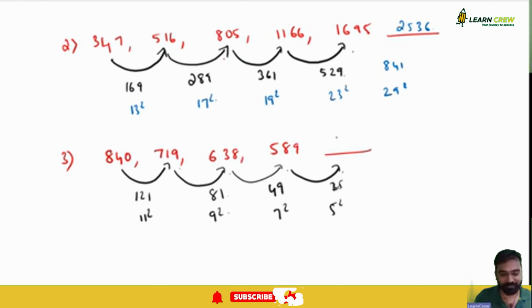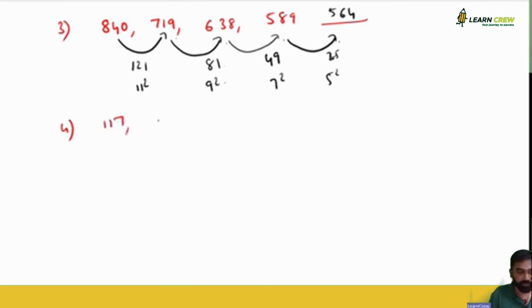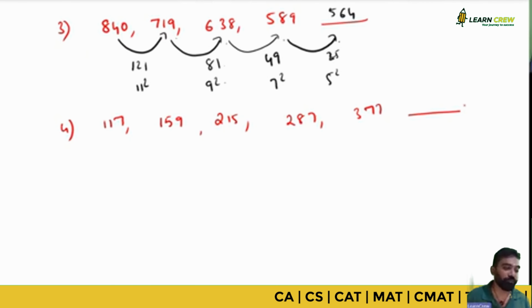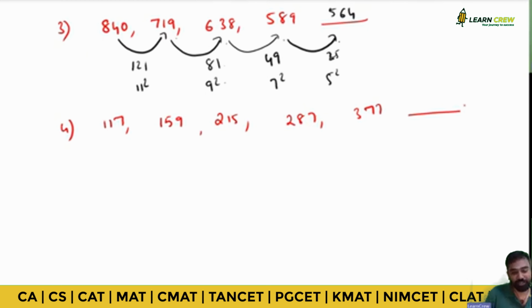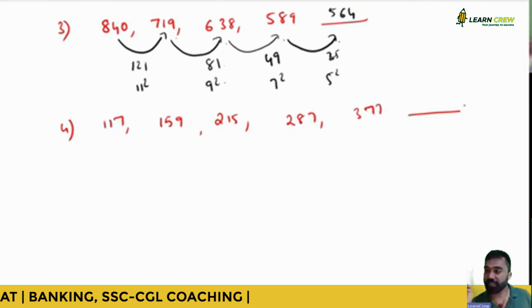Quick. All are slow in your addition and subtraction. Next: 117, 159, 215, 287, 377, blank. Right? And here also, identify for me the different methods. Let's see how many methods you identify. Here obviously it is not drastically jumping, so the method is differential.